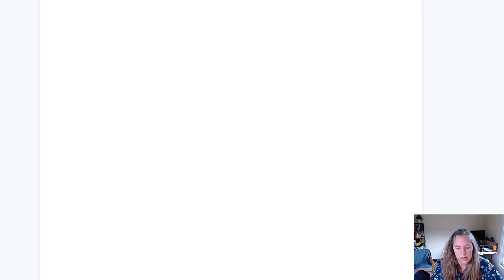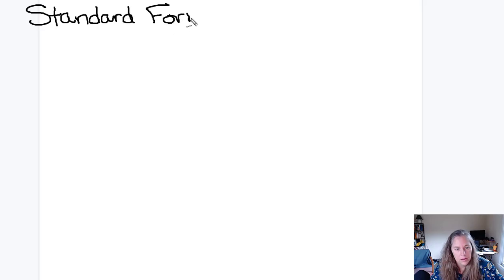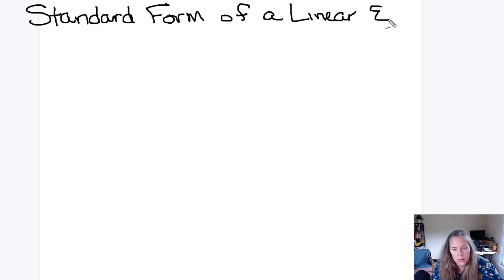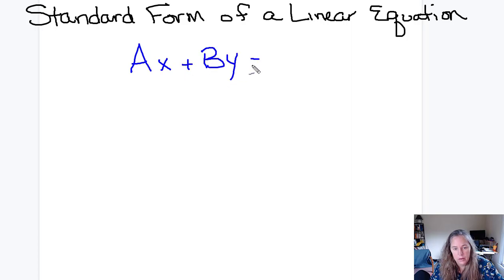It is standard form of a linear equation. And we have seen already that the standard form of a linear equation is in the form ax plus by equals c.